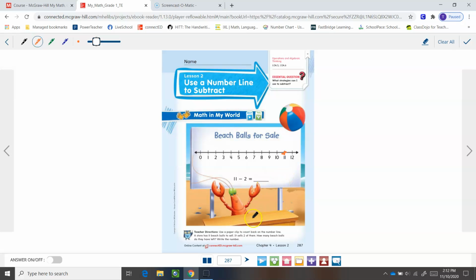And then it says, it sells 2 of them. So if I'm selling, I'm taking away. So I'm going to count back 1, 2. How many do I have? They are left with 9 beach balls to sell.